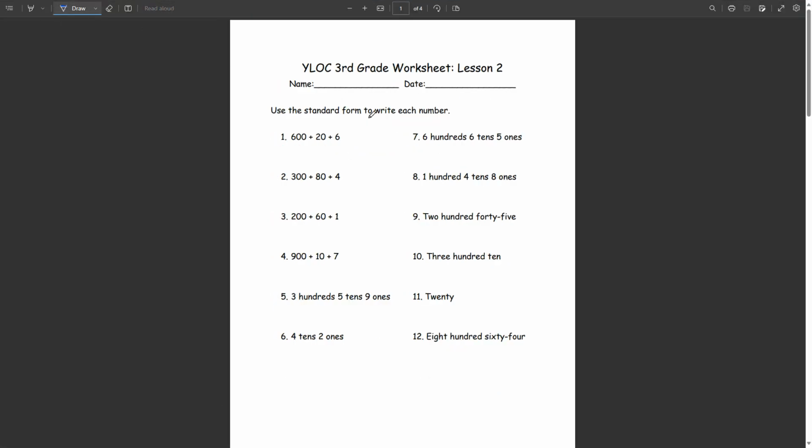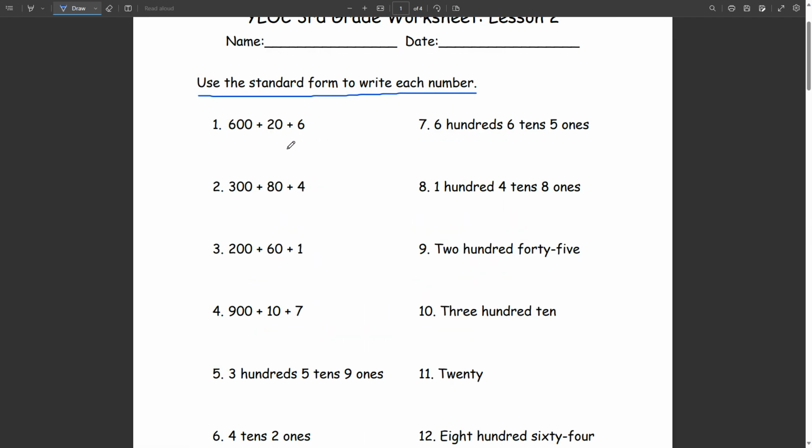Hello, this is third grade lesson two, and the first thing we're doing is use the standard form to write each number. So let's look at number one. So 600 plus 20 and 6. When we add these all together, we can write this vertically to make this a little bit easier. So 6, write like this.